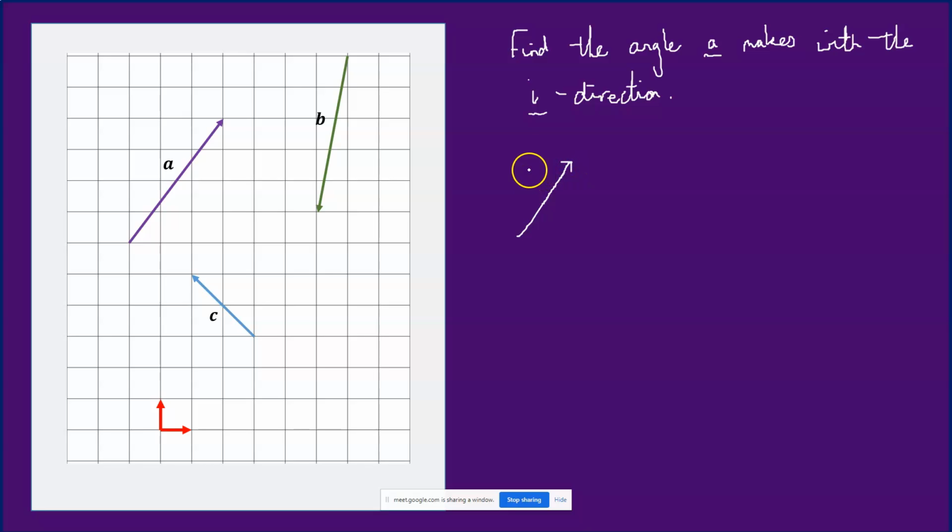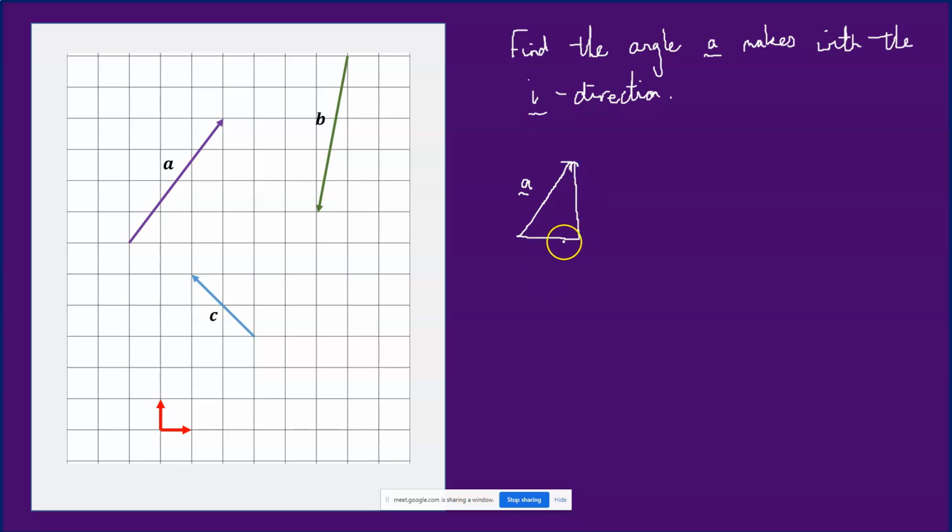There's A. Okay, now we know we can fill in whatever we like, because I can find out how long A is. So I'm not going to use that because if I make a mistake it's going to be ruined. So I'm just going to draw in the I direction, which is there, and there's the J direction.